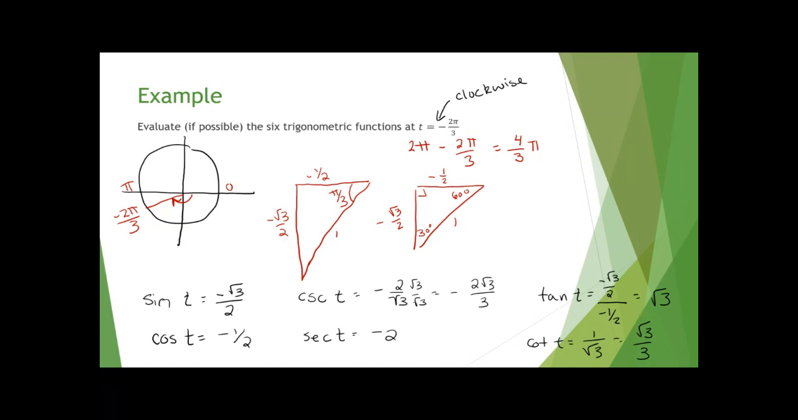So first I draw my unit circle to figure out where my angle is. Then I draw my triangle. And once I determine my triangle and fill in my triangle, then I fill in the 6 trig functions. This is how I do it. There may be another method that works for you. This is what works for me.